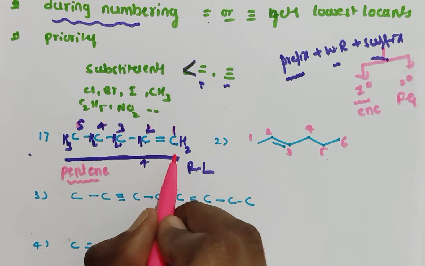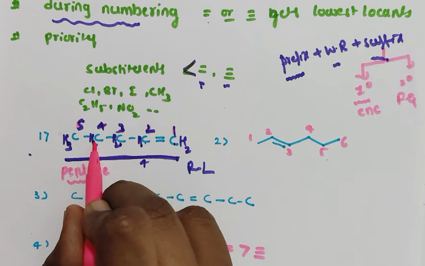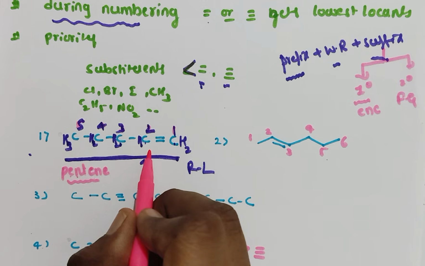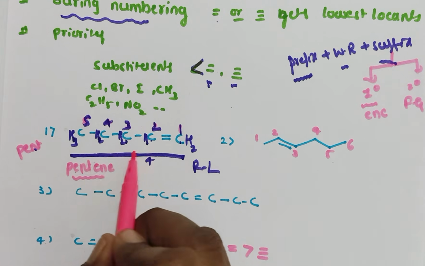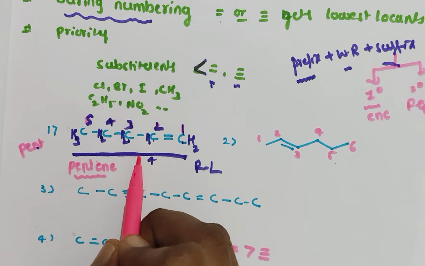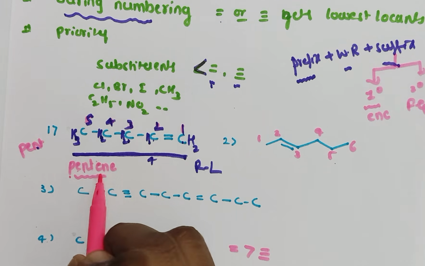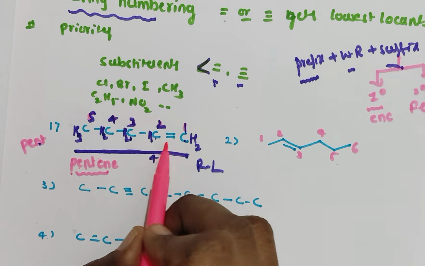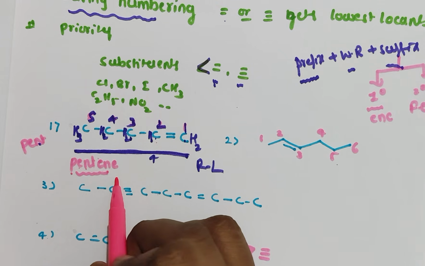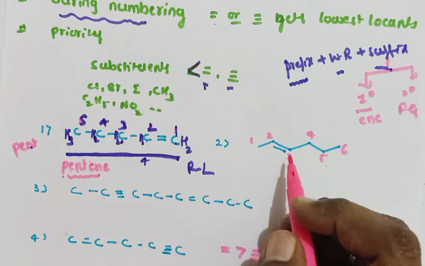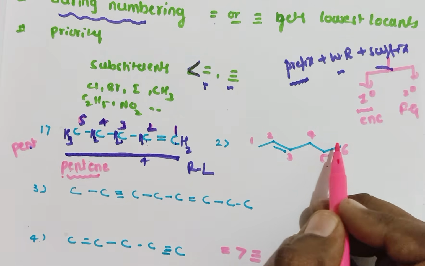Listen once again. In this example, 1, 2, 3, 4, 5, five carbon atoms are there. Therefore, the word root is pent. Is this clear? There is no prefix in the compound. The suffix is ene. Therefore, pent, ene. Between 1 and 2 the double bond is there. Therefore, pentene or pent-1-ene. Is this clear to everyone? Yes. Next, we move towards this compound, a bond line structure.